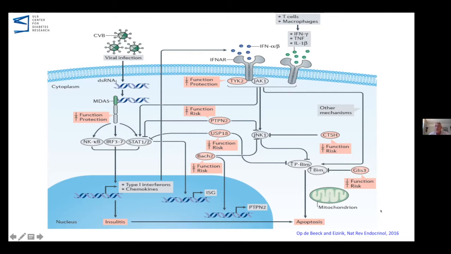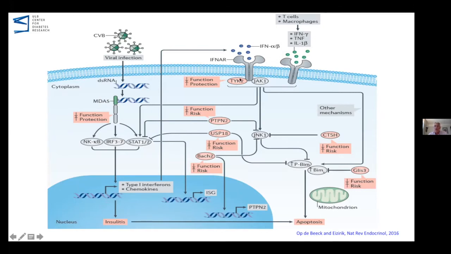So you have nearly 50% of the candidate genes for type 1 diabetes expressed in human beta cells. And when you start to look at the function of these candidate genes, you find that many of them are involved in the innate immune response, either in the direct recognition of a viral infection, for instance, MDA5, or in the signal transduction of type 1 interferons.